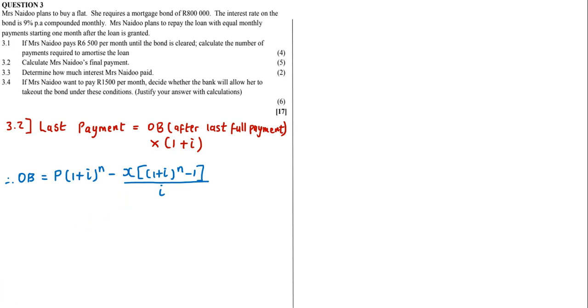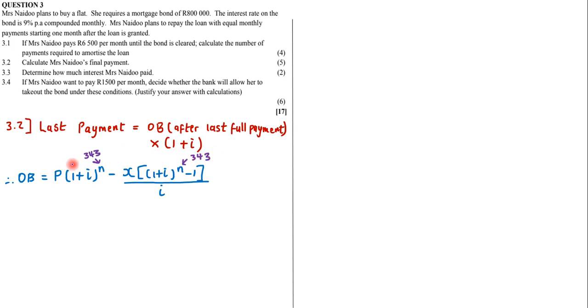Now, you need to understand how this outstanding balance works. In an outstanding balance, this first n represents the payments that were supposed to be made. In this case, after the last full payment, we know that there were 343 payments that were supposed to be made by then. And this n here represents how many payments were actually made. Luckily in this one, Mrs. Naidu made those full 343 payments.